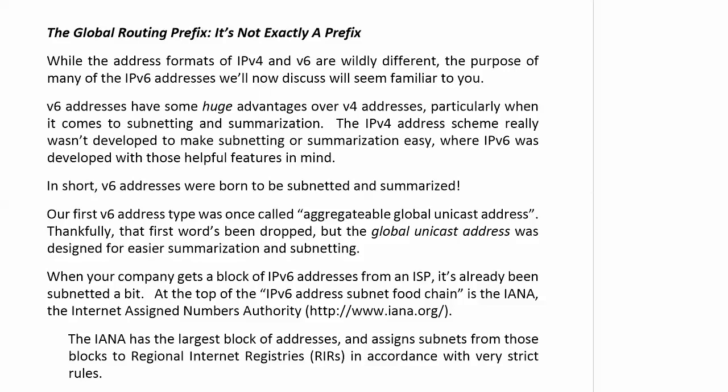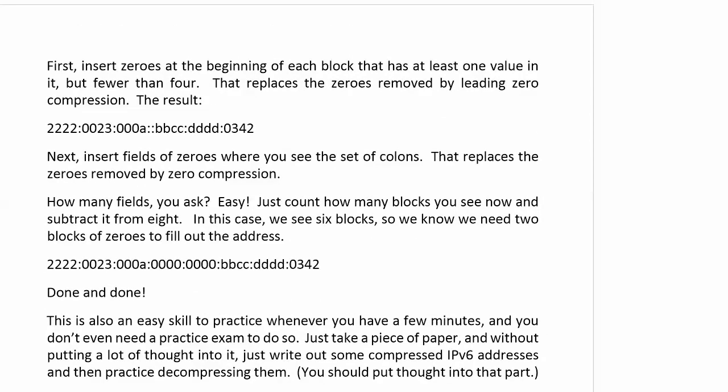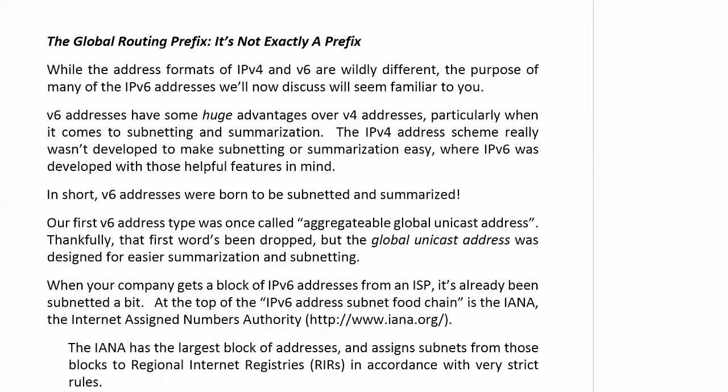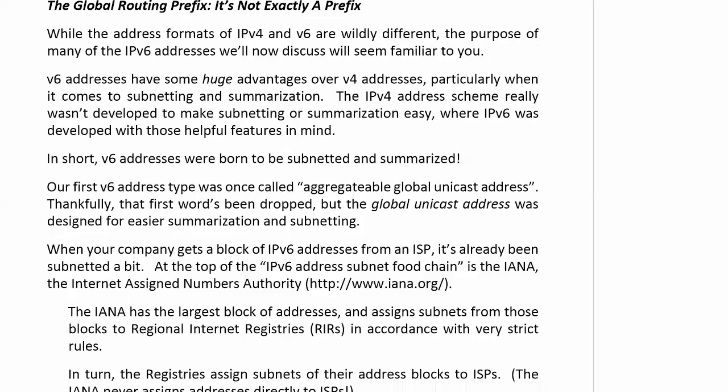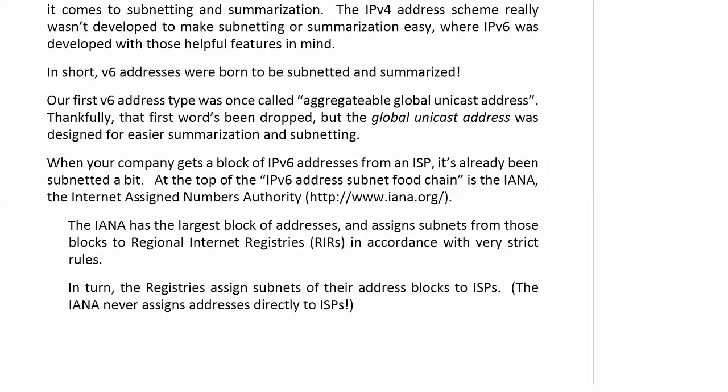The reason I mention that is that the original name of the first address we're looking at is the aggregatable global unicast address. If that's not an intimidating name, I don't know what is. Aggregation, by the way, is just a fancy way of saying summarization. We aggregate routes in BGP, and it really is just summarizing them. Now, that first word's really been pretty much dropped. You don't see this full term anymore. But the global unicast addresses that we're going to see in our labs were designed for easier summarization and subnetting.